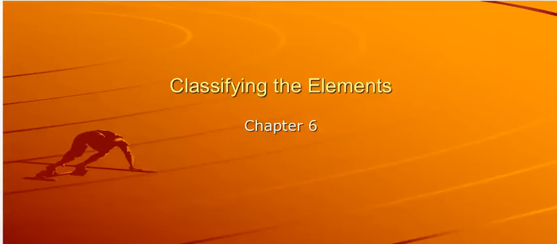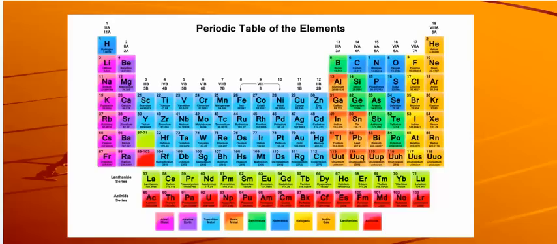So we looked at organizing the elements into metals, nonmetals, and metalloids. Now we're going to look at different ways to classify the elements. On the periodic table, you'll notice that at the very top, there is a group number. Like in this case, it's 1A. That's hydrogen, lithium, sodium, potassium, so forth.